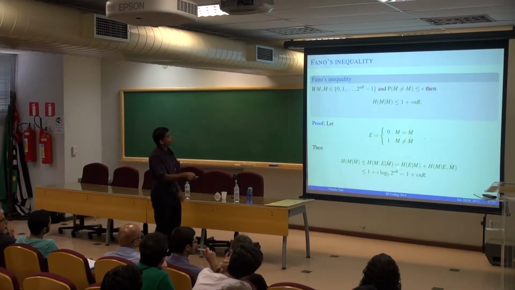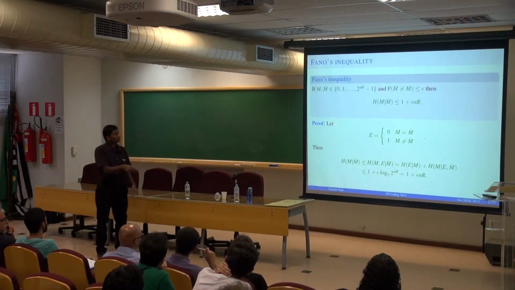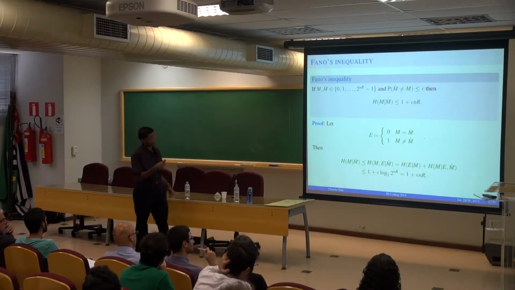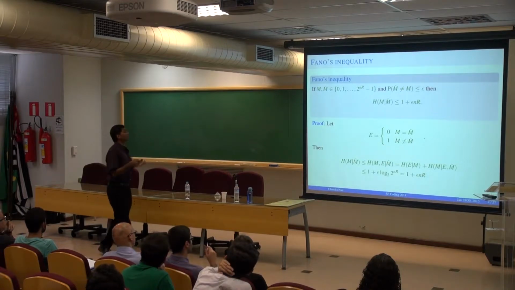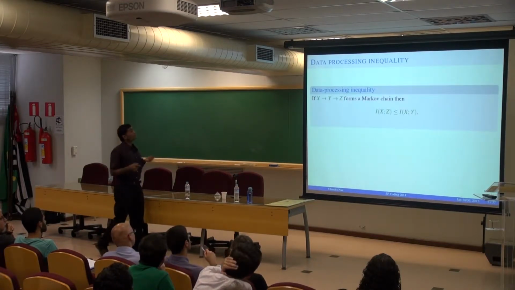So you can put log of 2 to the nR, or you can improve it to 2 to the nR minus 1. This is just the cardinality of the set. So that's 1 plus epsilon nR. That's Fano's inequality, that's all it says. So when you saw the term before, it's a very, very simple estimate of the conditional entropy. Okay, that's Fano's inequality. What is the data processing inequality?